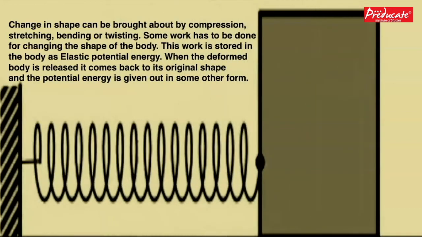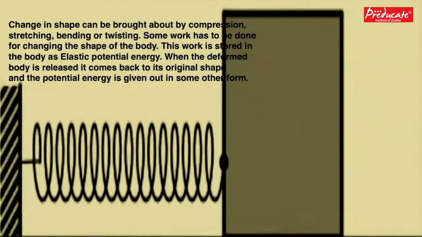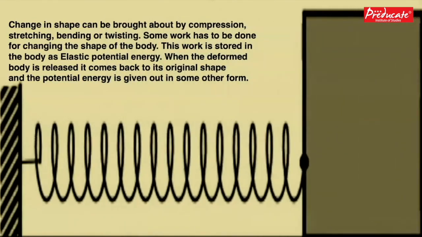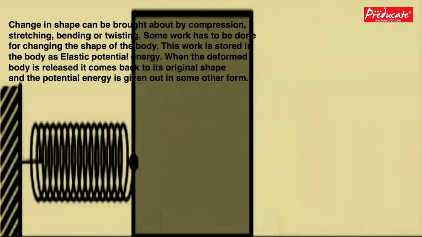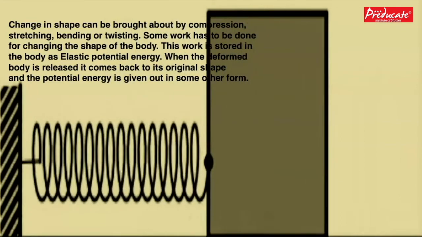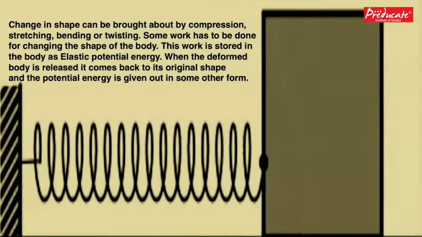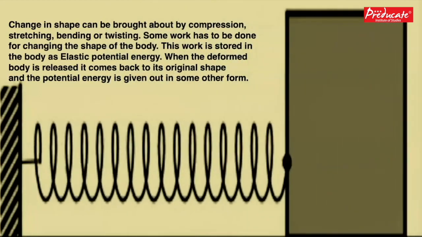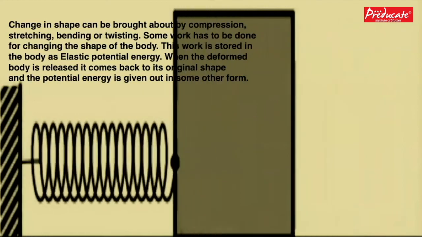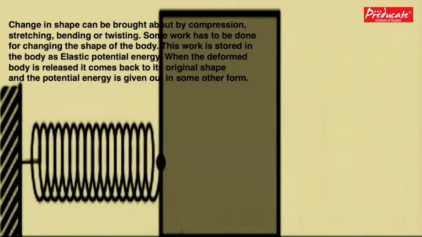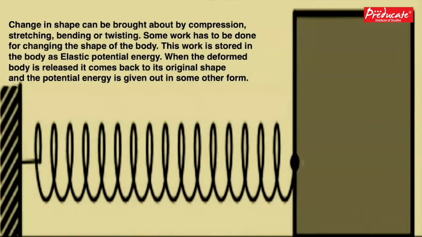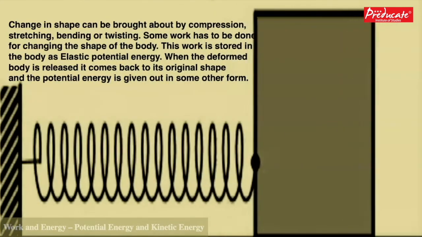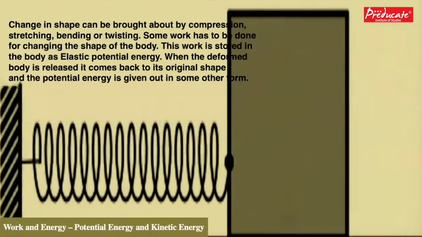The change in shape can be brought about by compression, stretching, bending, or twisting. Some work has to be done for changing the shape of the body. This work is stored in the body as elastic potential energy. When the deformed body is released, it comes back to its original shape and the potential energy is given out in some other form.